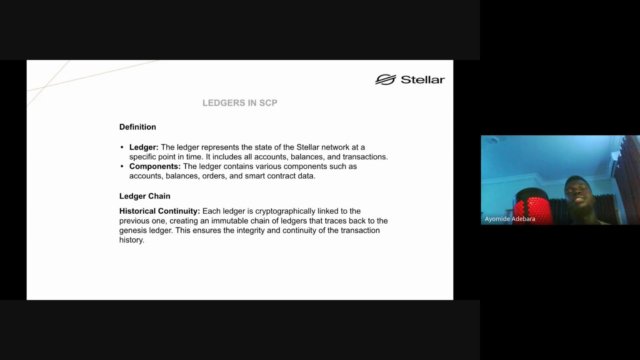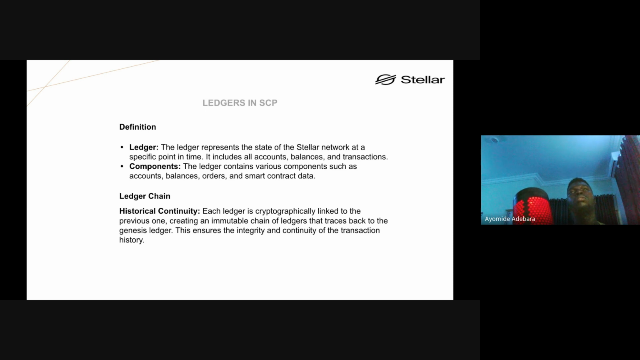Our last class ended while we were trying to explain the components of the ledger, where I basically showed you what a ledger looks like through the Stellar scan. And with that, we were able to see that the ledger contains components like the accounts, the balance, the order, and even smart contract details, like calling a smart contract and interacting with a smart contract. So all of these are things you would see inside of a ledger. And we literally saw it when I showed the scan.